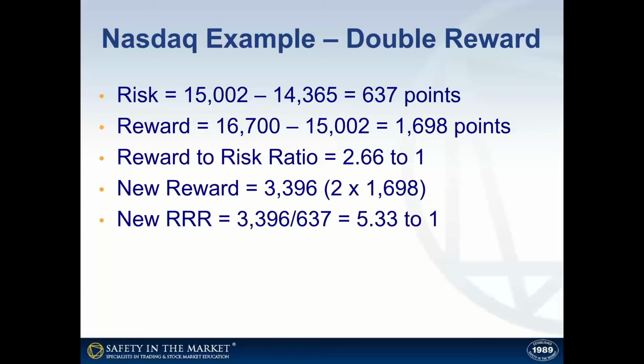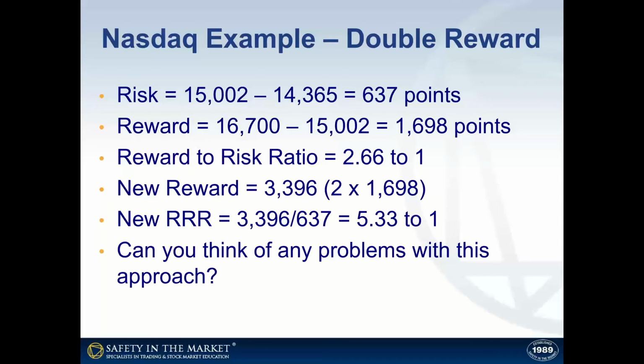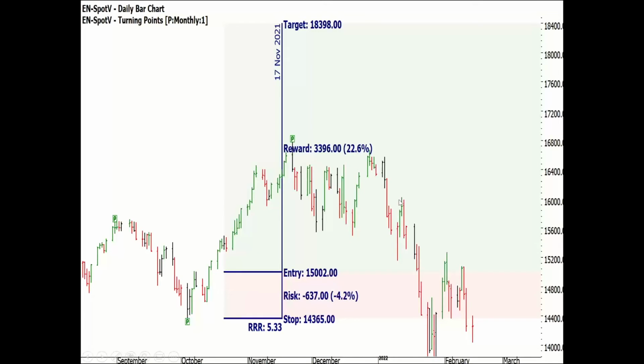Before I show you this on a chart, can you think of any problems with this approach? I can think of a big one. It means the market now has to go further for us to achieve this higher reward to risk ratio. And that also means that we're going to need to be in the trade longer as well. Now, there are no guarantees that the market is going to go further. And in fact, if we look at this on the chart, you can see that in this case, our new target of 18,398, the Nasdaq didn't reach there. It stopped around that 16,700 level and then turned around, made a double top, and then collapsed from there.